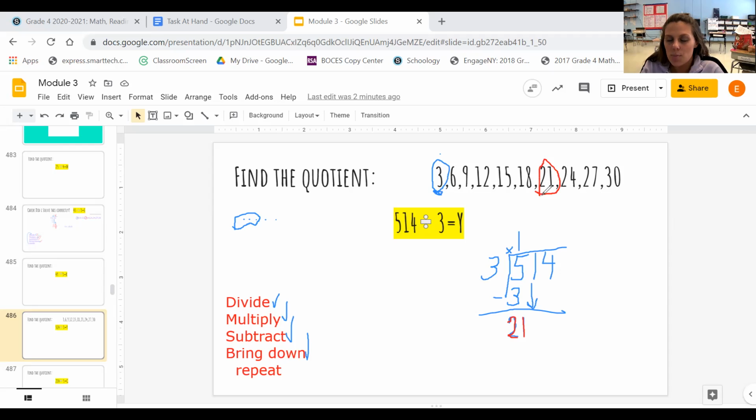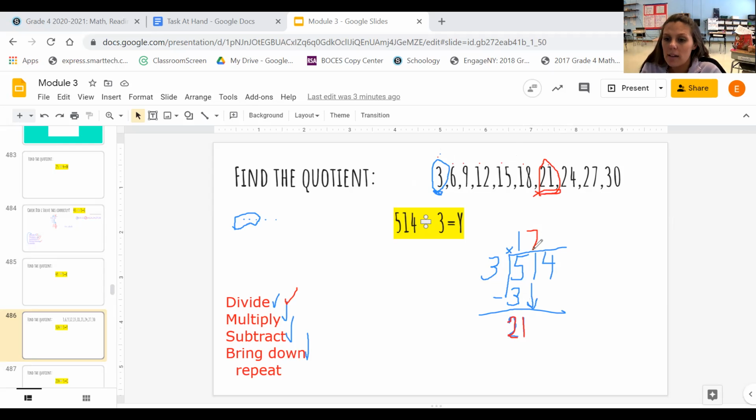And let's see how many groups of 3 we can take out of 21. 1, 2, 3, 4, 5, 6, 7 groups of 3. So above that 1, I'm going to put my 7. That's me dividing. Then I'm going to multiply that. 7 times 3. Don't sit there and count them up. You know the answer. You just circled it.